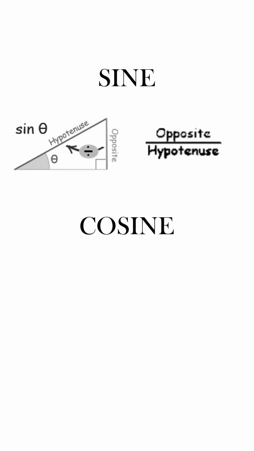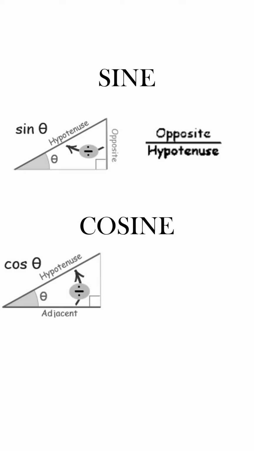The second ratio we would look at is cosine. The formula to calculate cosine says adjacent over hypotenuse. Starting from the direction of the angle, we look at the side that's adjacent to the angle, or next to the angle, and again the hypotenuse always remains the same as the longest side of the triangle.